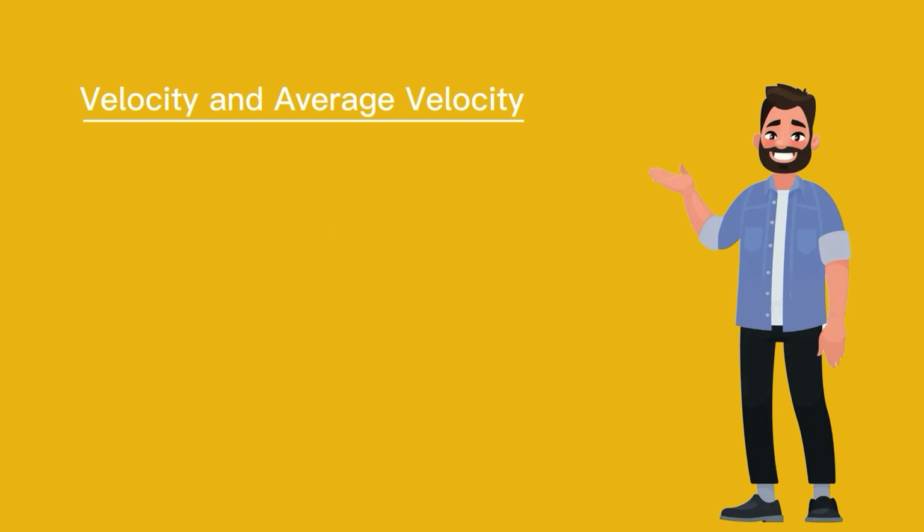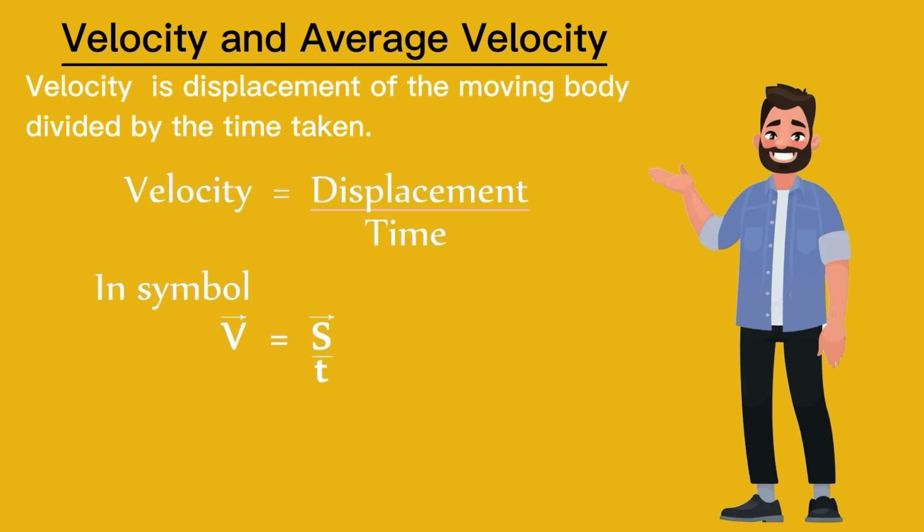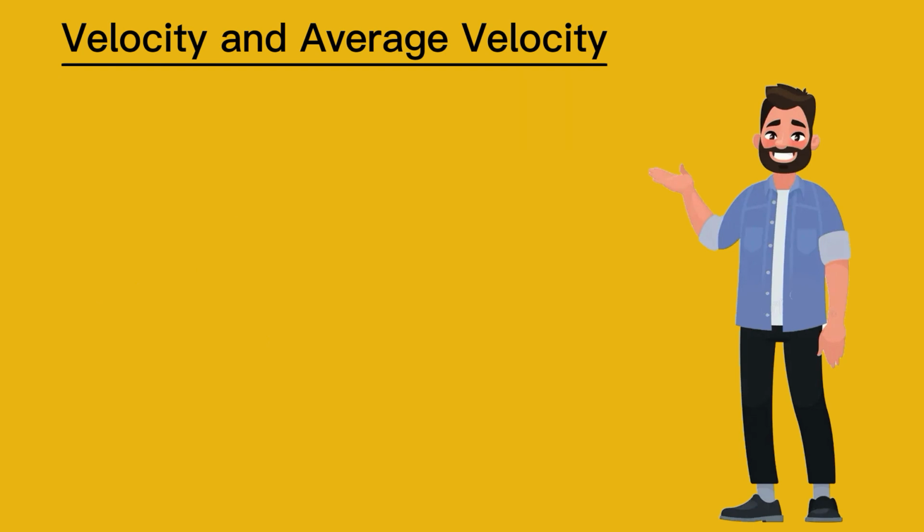Velocity and average velocity. Velocity is displacement of the moving body divided by the time taken. That is, velocity is equal to displacement divided by time taken. In symbol, we can express it as V is equal to S over T. And since displacement is measured in meter and time is measured in second, therefore the SI unit of velocity is meter per second. And remember, velocity is a vector quantity.